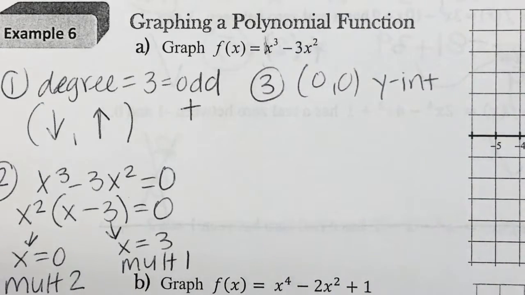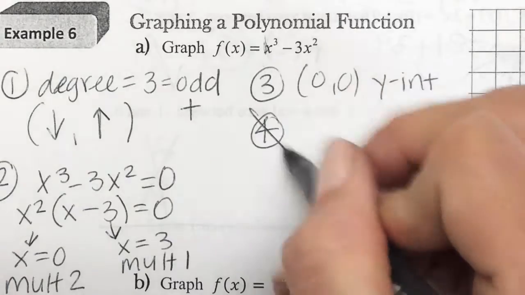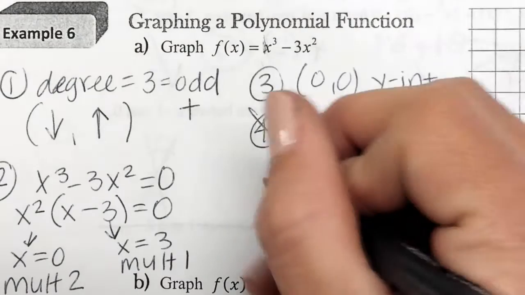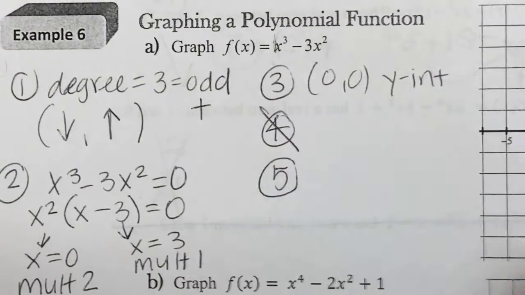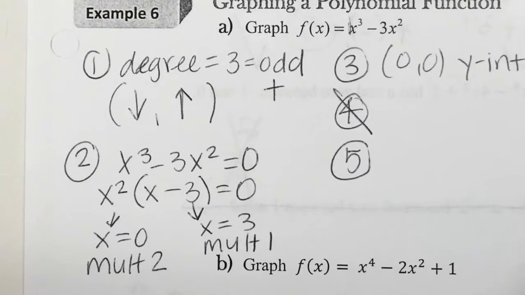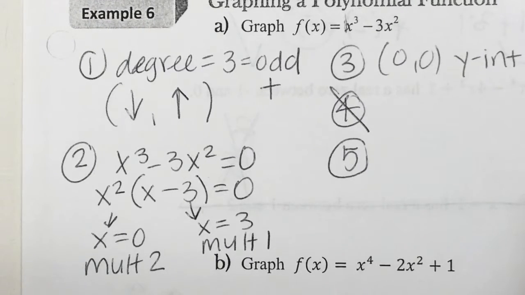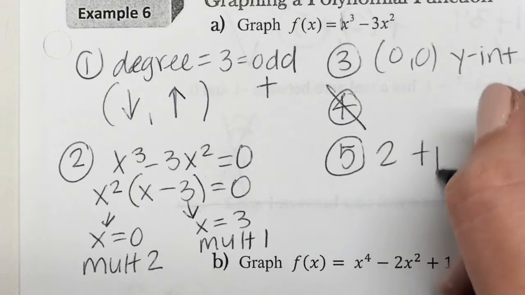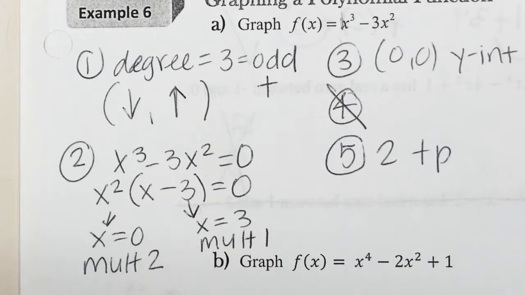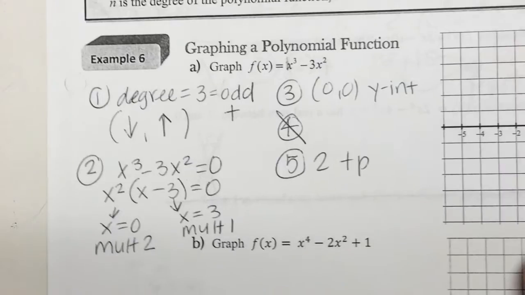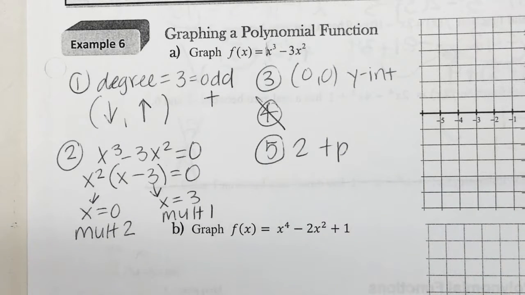Alright, we're not going to worry about the symmetry part, so you can mark out number 4. Number 5. Turning points. What was the degree of this? 3. So how many turning points? 2 turning points. TP. That doesn't mean toilet paper.